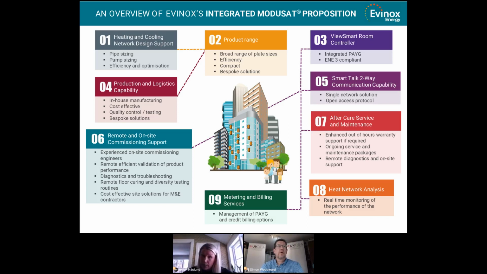We've got the two-way communication so that we can actually offer the analysis of the network. And then we also offer metering and billing services. Still open access, anyone can do metering and billing on our product, but we do offer that as an extra service.